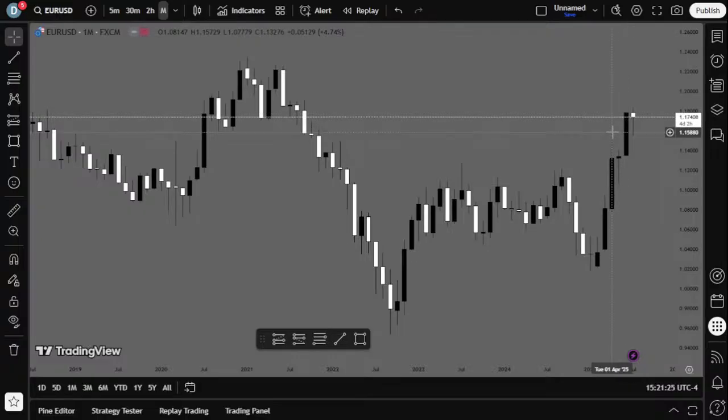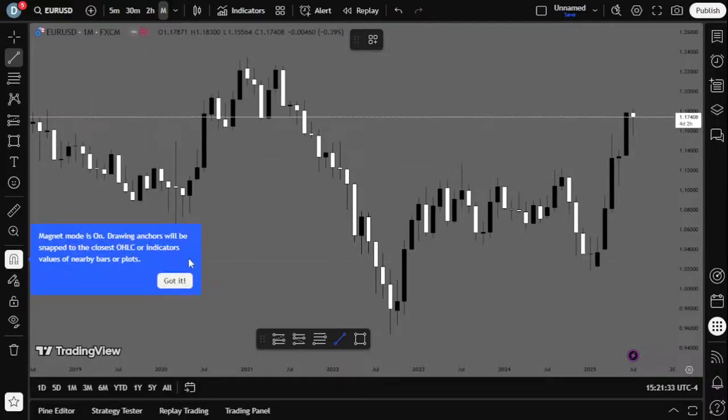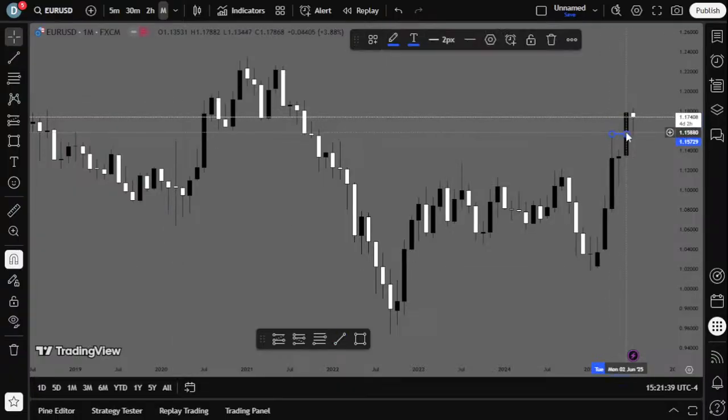Most recent swing high is over here. You traded through it. Okay, and then what I do is also I turn this magnet to weak magnet. Why? Because then I can click here and it just still gives me a straight line.